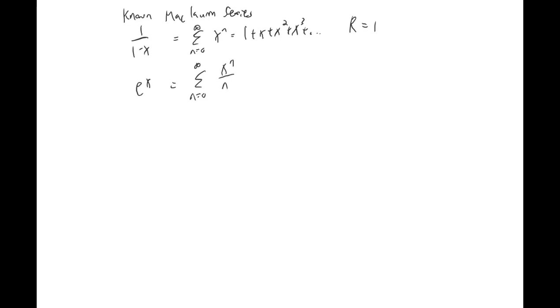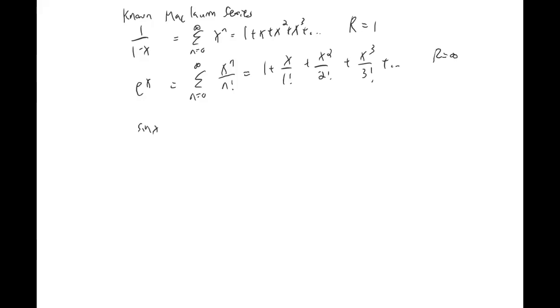So you have the famous one, right? The geometric series, sum n equals 0 to infinity, x to the n. Radius of convergence is obviously 1. Right? And e to the x is given by sum of x to the n over n factorial. And this radius of convergence is infinite.